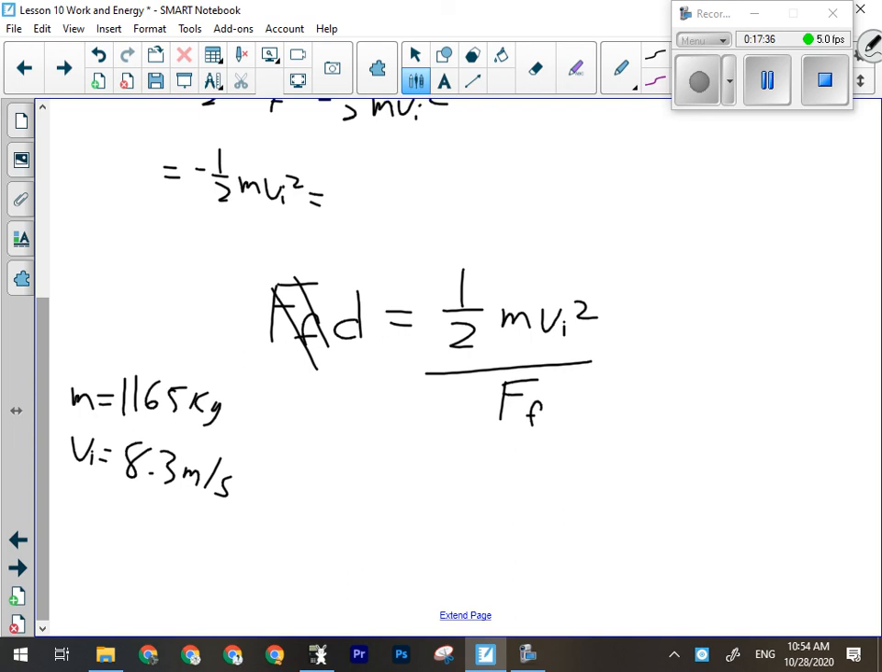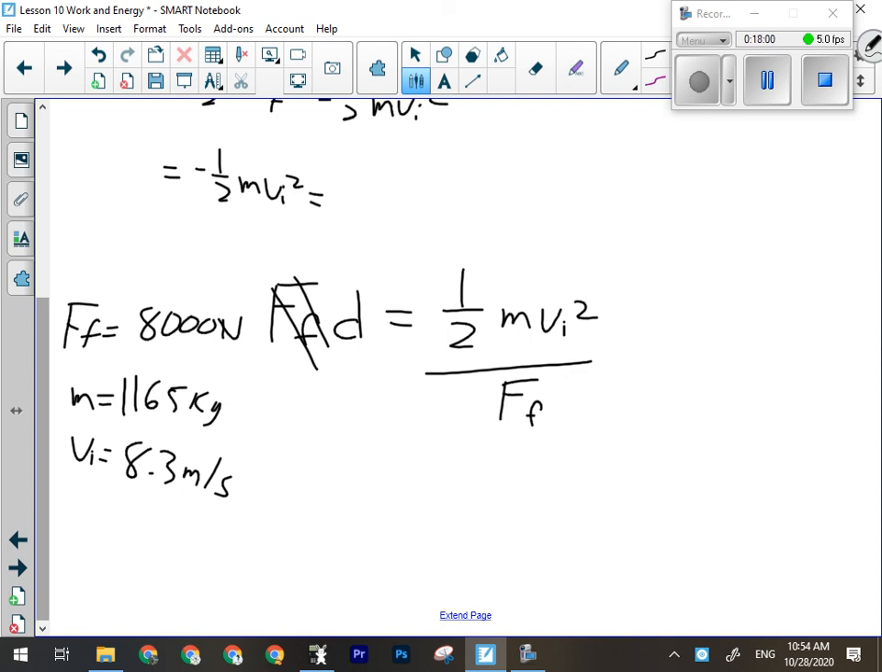Okay, so at the speed limit, if I want to calculate how far it will take me to stop, I'm going to need the mass and I'm going to need the force of friction. Okay, typical car, 1,165 kilograms, force of friction that's stopping the car is going to be somewhere around probably 8,000 newtons. Okay, that's how much friction there could be to stop your car.